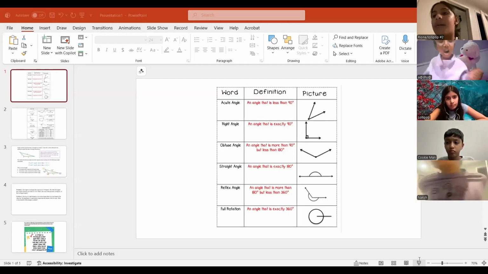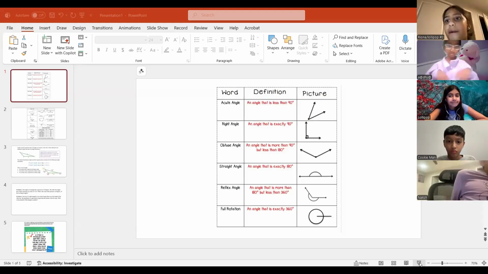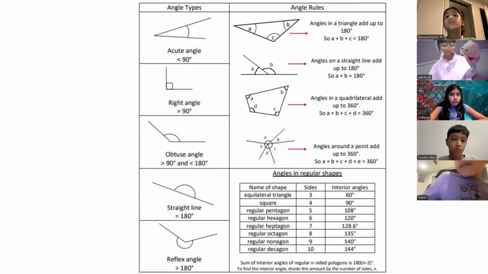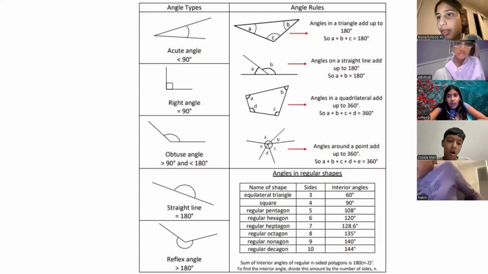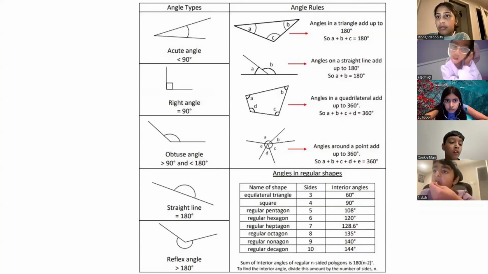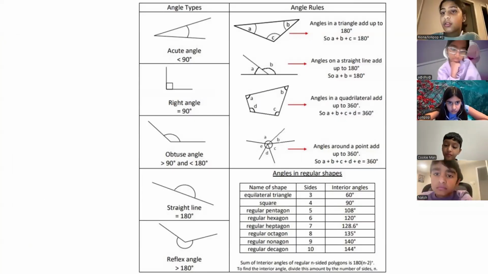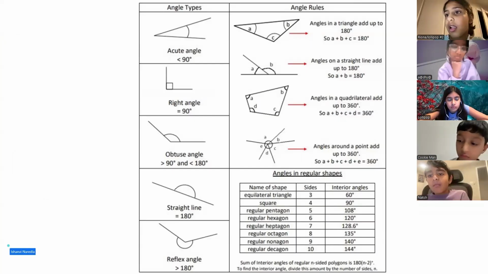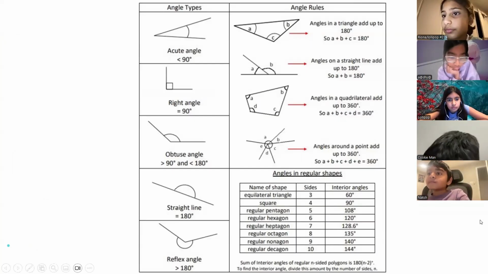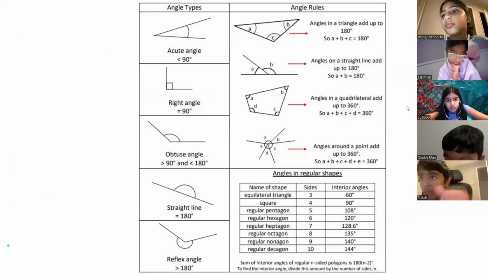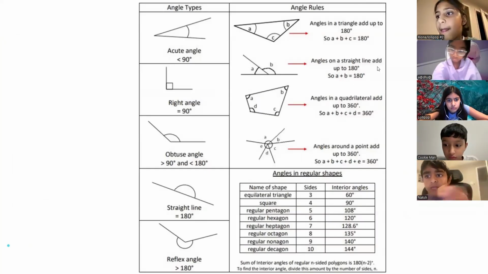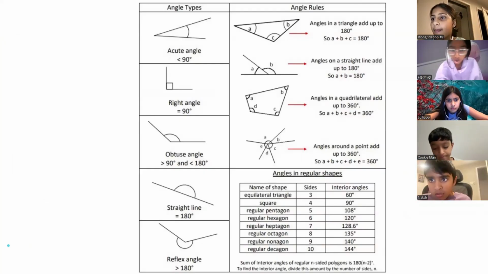I'm going to bring it again in presentation mode. I want you to read the next slide once it comes on your screen. Read everything on the sheet. Acute angle, less than 90 degrees. Right angle, equal to 90 degrees. Obtuse angle, more than 90 degrees and less than 180 degrees. Straight line, 180 degrees. Reflex angle, more than 180 degrees.